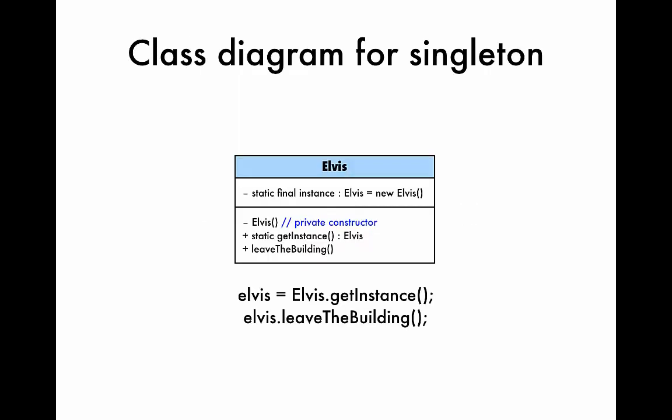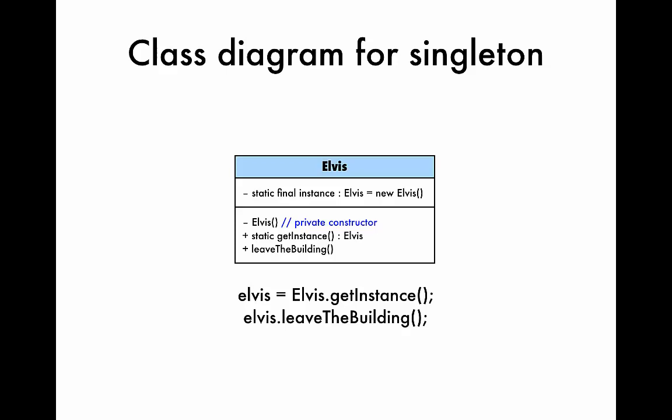Here's one way to ensure that there is only ever one object created for the class Elvis. First, you have to create a private constructor, as you see here in this class. Then you create a private static final variable called instance that gets initialized by calling that private constructor.